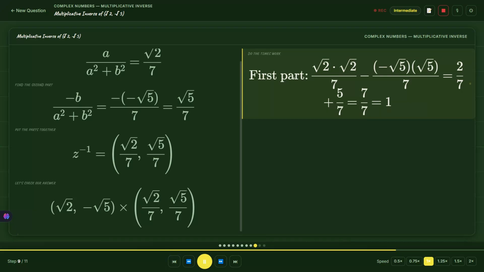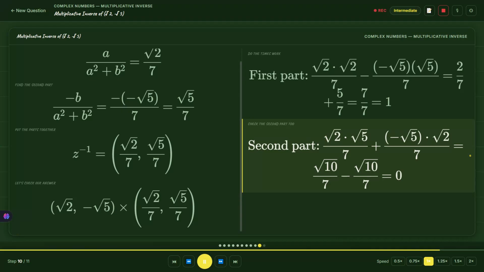For the first part, root 2 times root 2 over 7 gives 2 over 7. Then negative root 5 times root 5 over 7 gives negative 5 over 7, but we take it away, so it becomes plus 5 over 7. Together that's 7 over 7, which is 1.